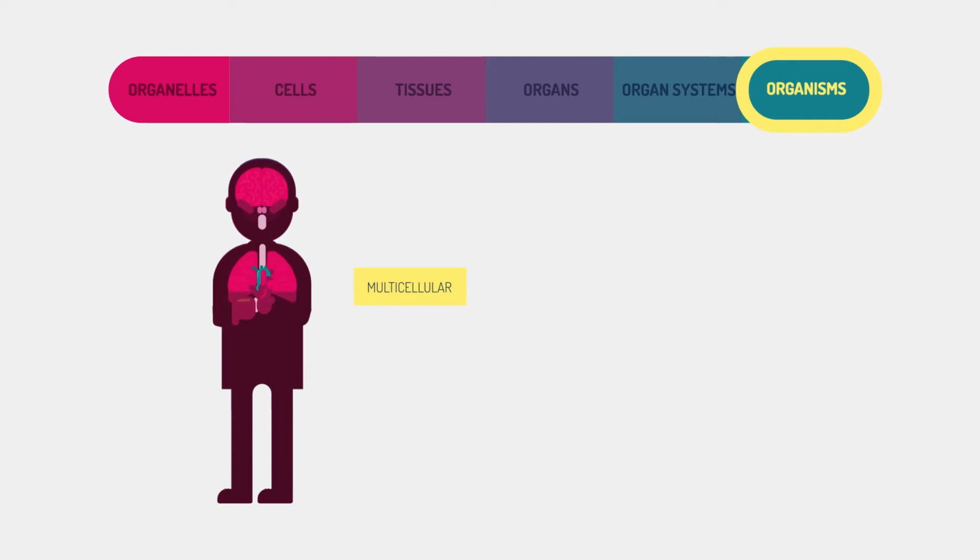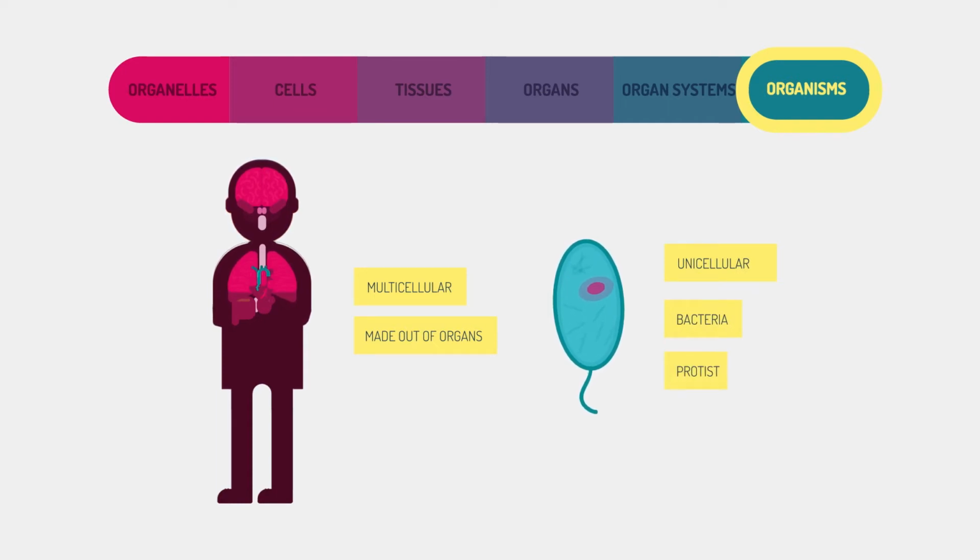Multicellular organisms are made up of organ systems, but unicellular organisms such as bacteria or protists are made up of one cell. So there are the levels of organization in multicellular organisms.